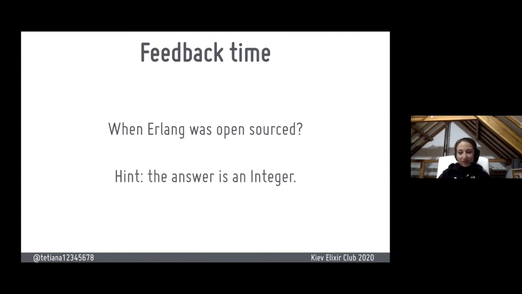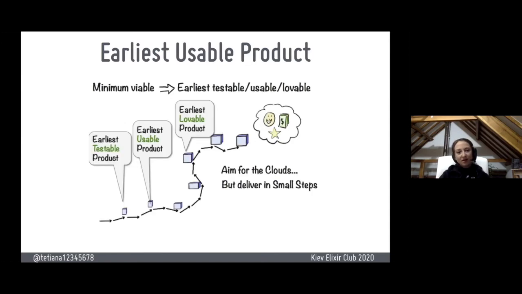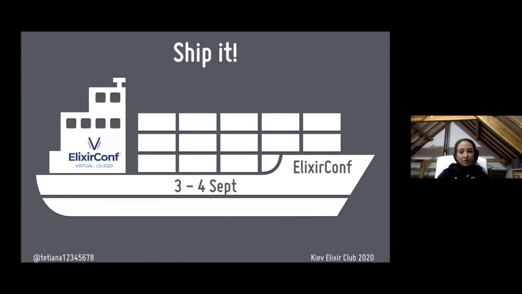For example, for a question about when Erlang was open source, the hint "it's an integer" didn't actually help too much. Well, we noted that. And I think at that point we kind of reached our earliest usable product milestone. Earliest usable product is the first release that early adopters will actually use willingly. It is far from done and it might not be very likable, but it does put your customers in a better position than before.